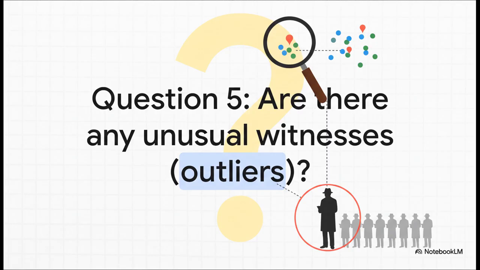Now, a good investigation also means looking for things that just don't fit, the unusual witnesses. In data terms, we call these outliers. An outlier is just a data point that is so different from everything else that it makes you suspicious. It could be a really unique case, or, hey, it could just be a typo.